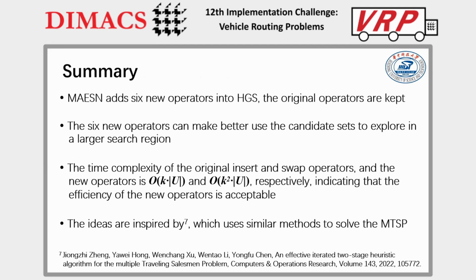In summary, our solver actually adds 6 new operators into HGS, and the original operators are kept. We believe that the 6 new operators can make better use of the candidate sets to explore a larger search region without reducing the efficiency too much. And the idea is actually inspired by this reference, which uses similar methods to solve the MTSP.